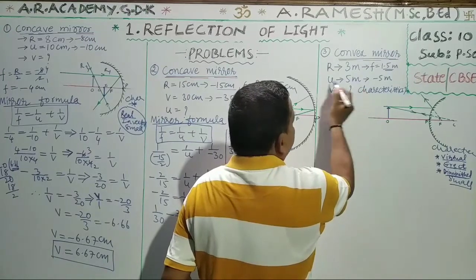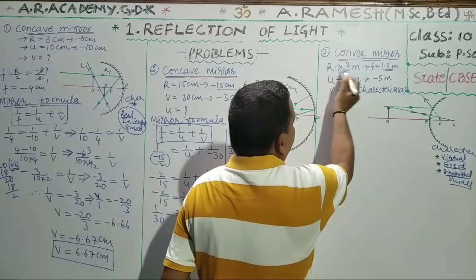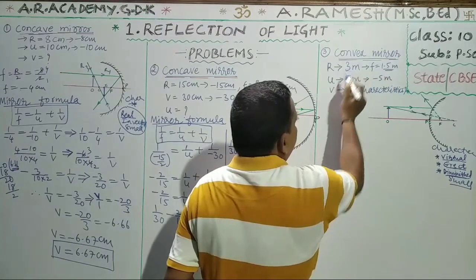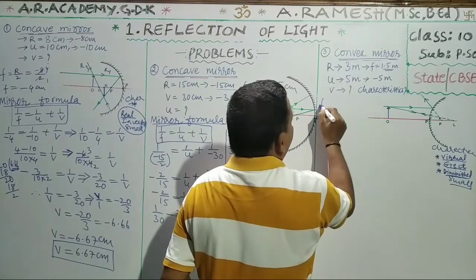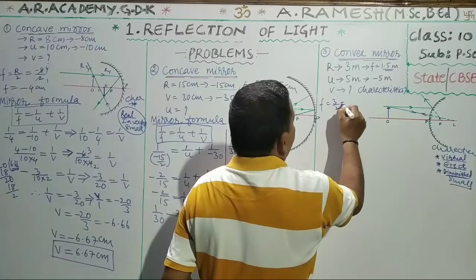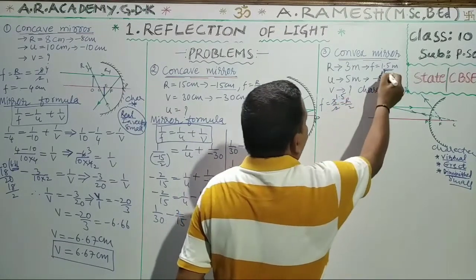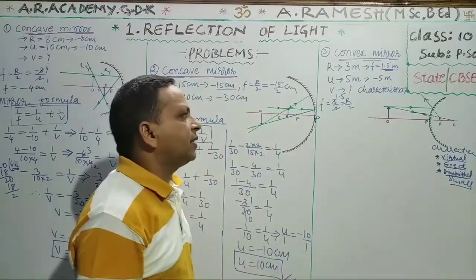U is given as 5 meters. This is the object distance. This is the radius of curvature. From this we calculated F. Simple, children. If you do 3 by 2, F equals what? 3 by 2 means R by 2. 2 ones are 2, so 1.5. That's why I wrote 1.5 meters is the F.